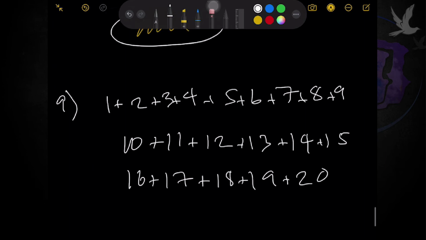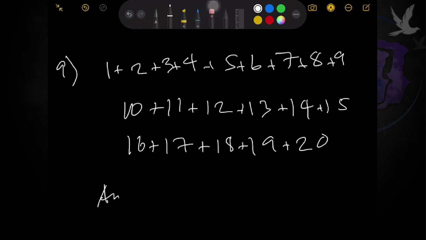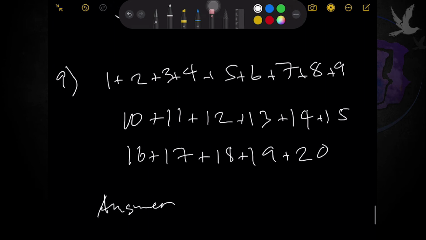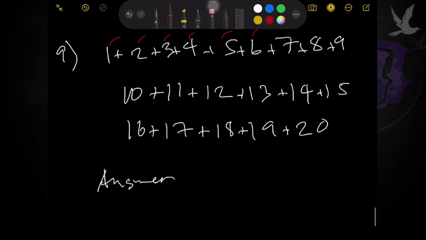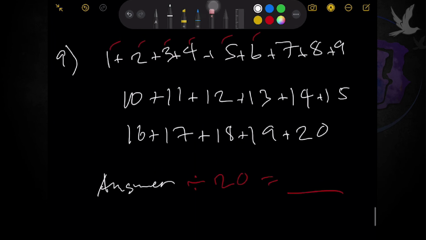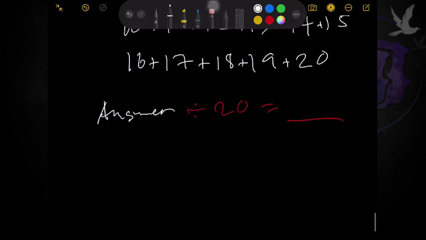And once you'll get your answer, count on the total number of units. 1, 2, 3, 4, 5, 6. Of course, there's 20. Why am I counting that? Divide nyo lang by 20. And that is your answer for number 9. Okay, but binilang ko pa talaga 1, 2, 3, 4. It's already 1 to 20.